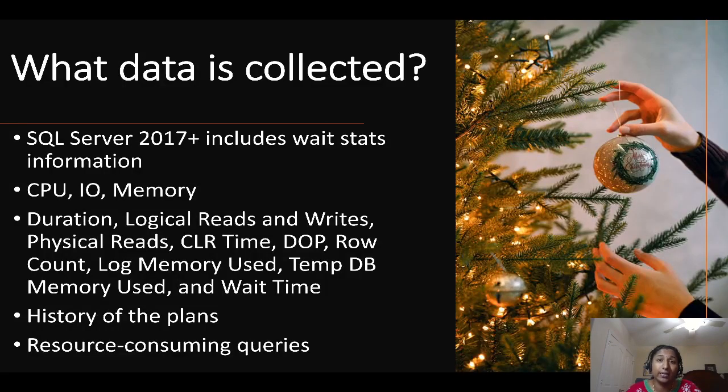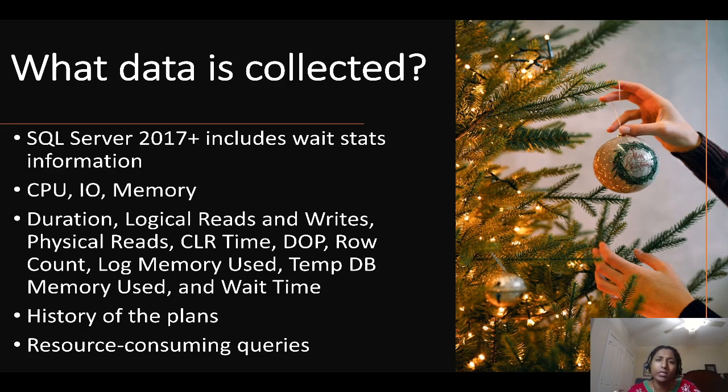What type of data is collected by using the query store? In SQL Server 2017 and above, it includes the wait stats information. In SQL Server 2016, the wait stats information was not collected. It also collects the query text, query plan, query ID, CPU, IO, memory, and all the other information shown here: duration, logical reads, writes, physical reads, CLR time, DOP, and also the temp DB information, the temp DB memory used, row count, and log memory used. All of this information will be captured.